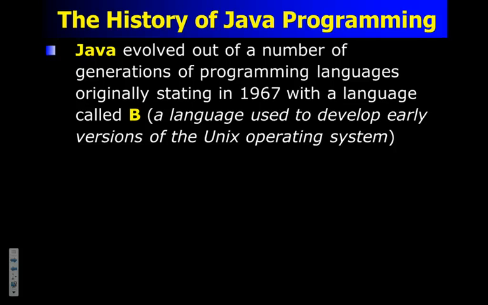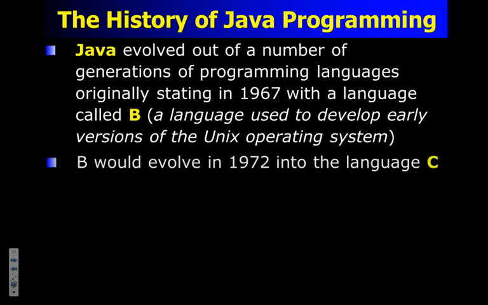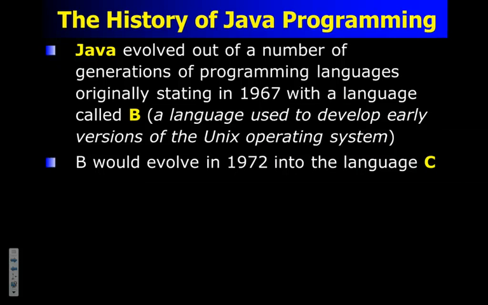Unix you may not have heard of, but you may have heard of its predecessor Linux. Similar idea. And what you're going to learn through this history lesson is that computer scientists are terrible at naming things. Terrible at it. Okay? B would evolve in 1972 into the language C. Here's an example. Oh, we have to come up with a new language.